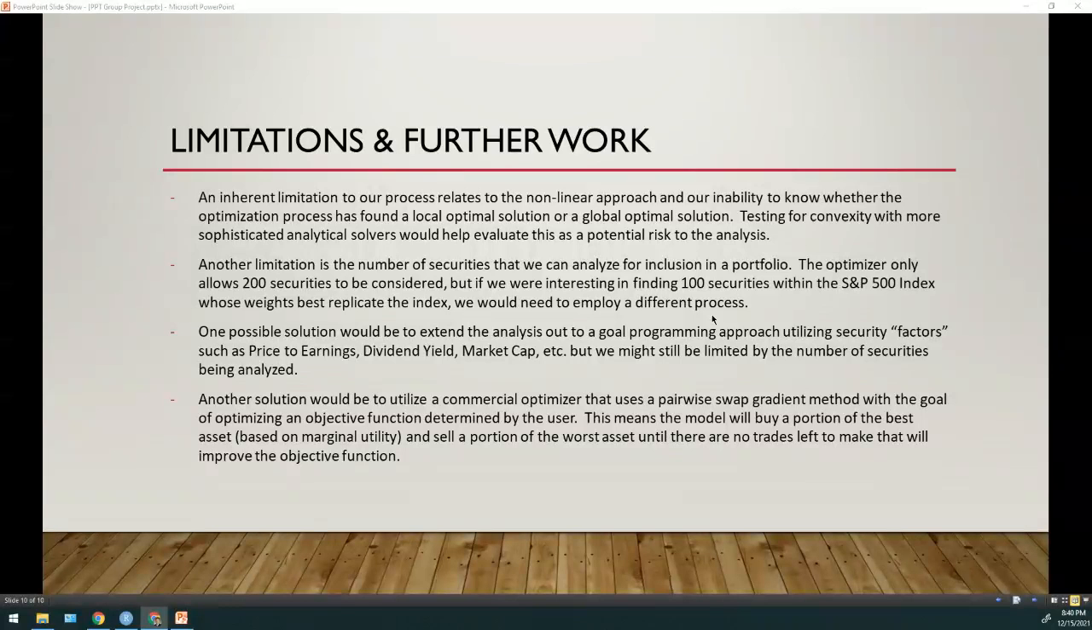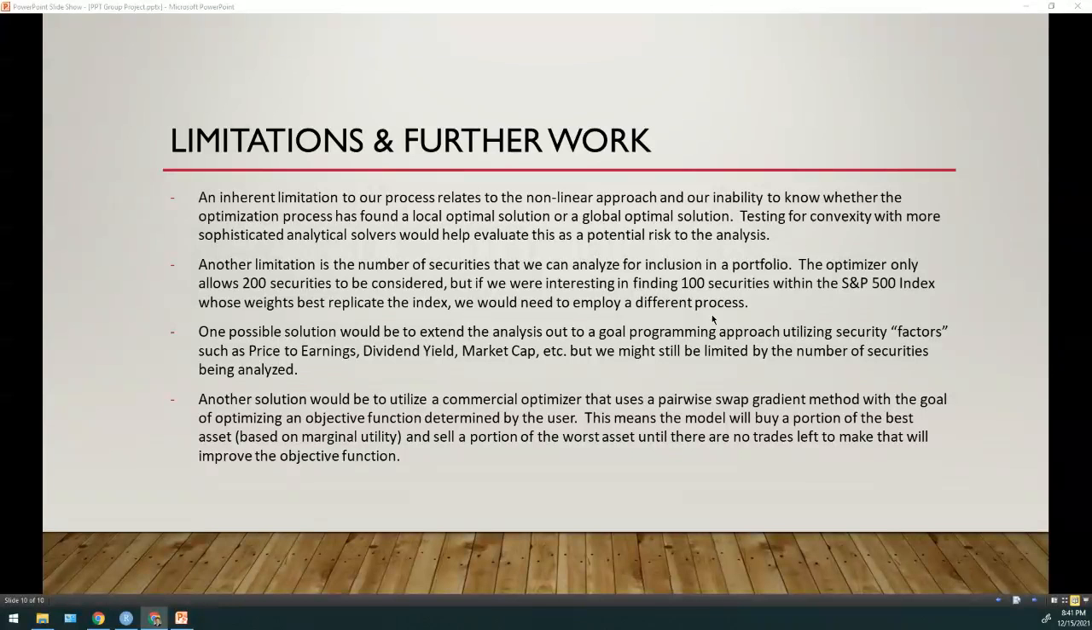So lastly, to finish up in terms of the limitations and the further work that we have here, the first is an inherent limitation when you run a nonlinear optimization, and that is the fact that you don't really know whether the optimization is finding a local optimal solution or a global optimal solution. One way to theoretically test for this is to test for convexity, but that would likely be done through a much more sophisticated analytical solver. But if we were to test for convexity, we could at least eliminate that as a potential risk to the analysis itself.